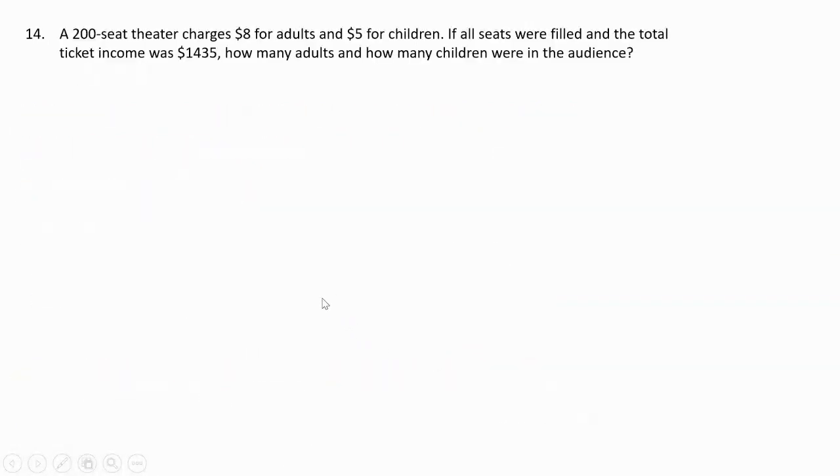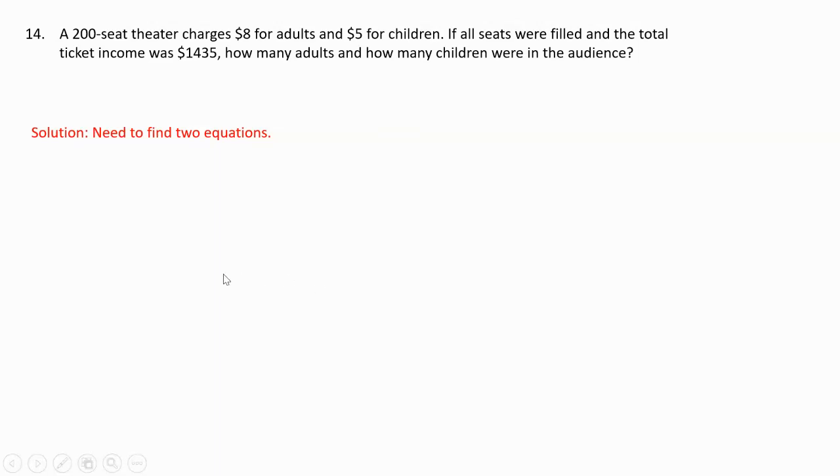Okay, now how do we apply it in real life? This is how you apply it in real life. It says a 200-seat theater charges $8 for adults and $5 for children. If all seats were filled and the total ticket income was $1,435, how many adults and how many children were in the audience?